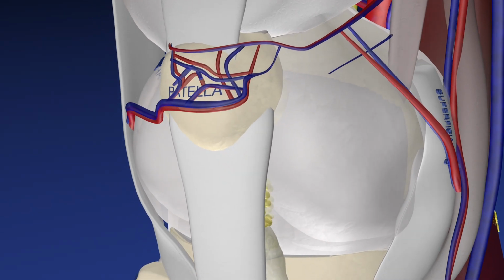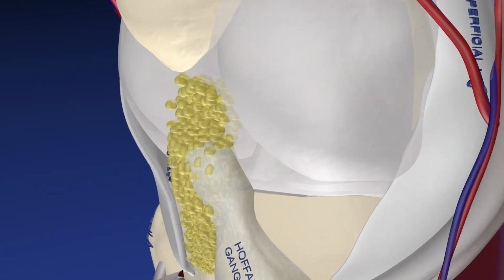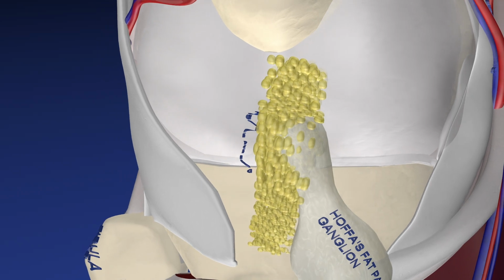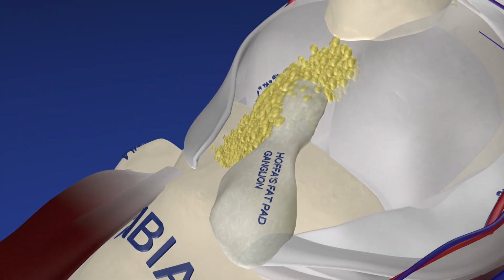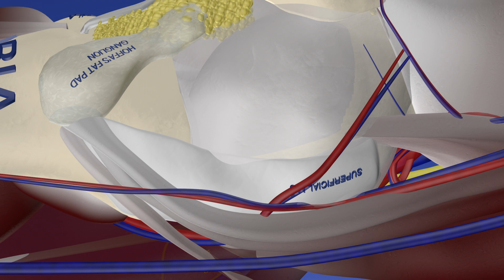Here we are focusing on the anatomy. We can see this ganglion originating from Hoffa's fat pad and then basically traveling distally and medially, where you have a fairly large lobule right over the pes tendons, essentially, as they insert on the proximal medial tibia.